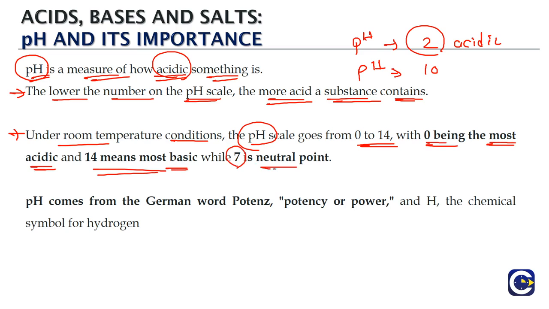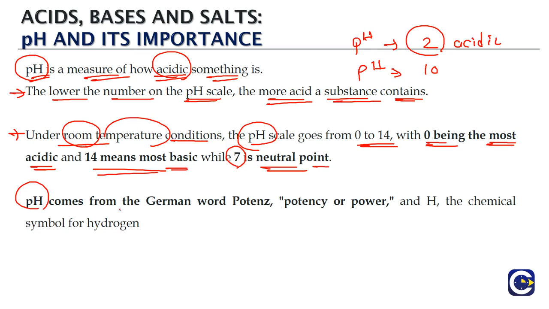The number 7 will be corresponding to the neutral point, as we have seen in the diagram in the very beginning of this lecture itself. The neutral point at room temperature conditions, that is very important. The conditions we are talking about are the room temperature conditions. At these conditions, neutral point will be having a value of pH equal to 7.